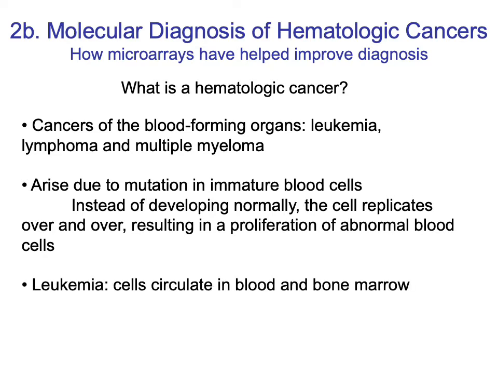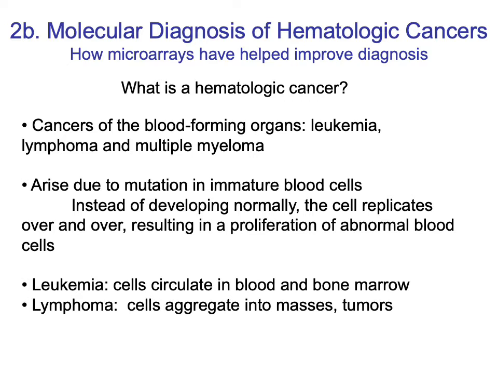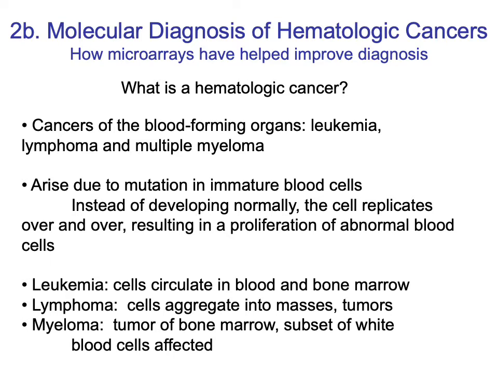Leukemia refers to situations where the cells that are affected are circulating in the blood and bone marrow. Lymphoma are cells that aggregate into masses and form solid tumors. And then myeloma is a tumor specifically of the bone marrow, and a subset of the white blood cells are affected.